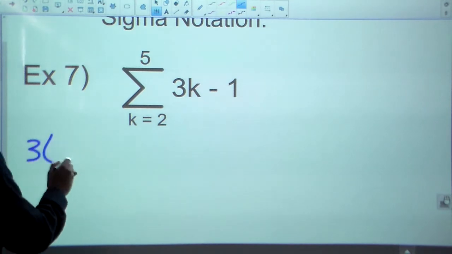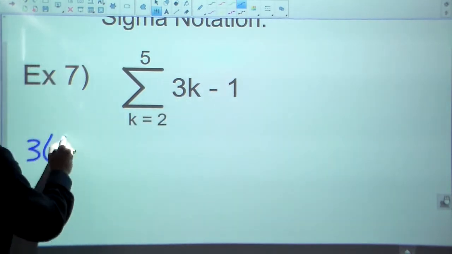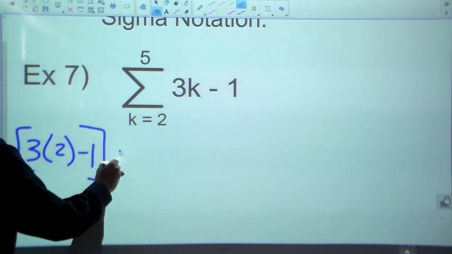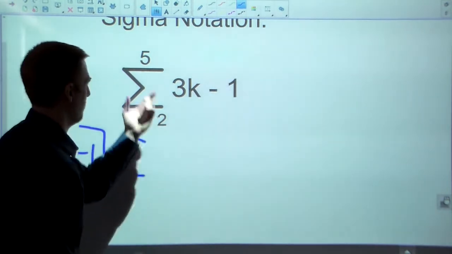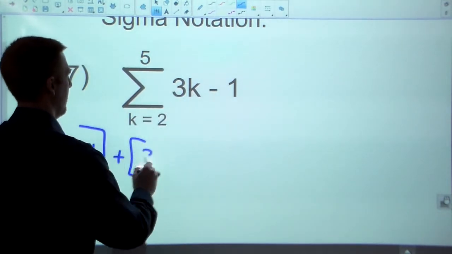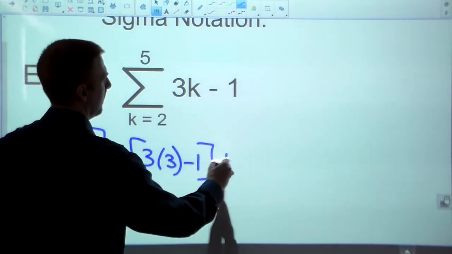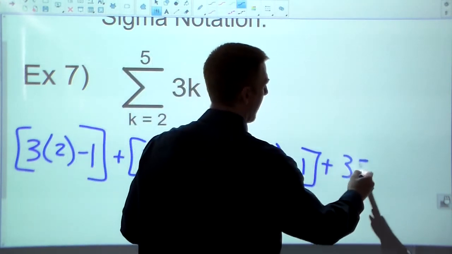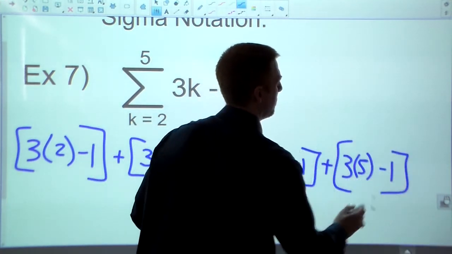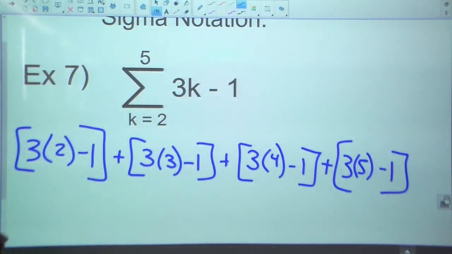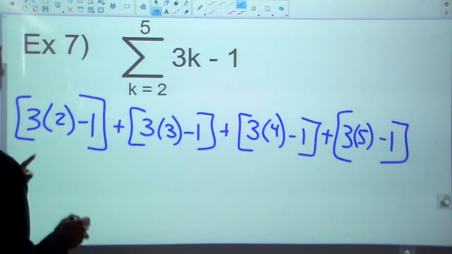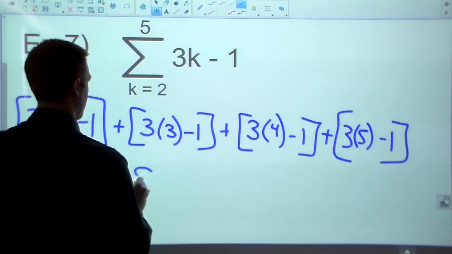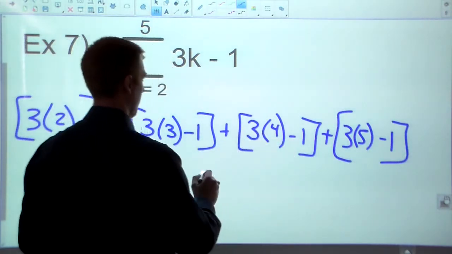So the formula is 3 times k minus 1. First up, 2 goes in. And then minus 1. All right, so that's one term. Plus the next term. Now the next term is I count up to 3 and plug that in for k. So 3 times 3 minus 1. And then 3 times 4 minus 1. And then when I get to 5, I'm done. So 3 times 5 minus 1, that'll be where I stop. So let's see what these come out to be. 6 minus 1 is 5. 3 times 3 minus 1 is going to be 8. That's 12 minus 1, so that's 11.